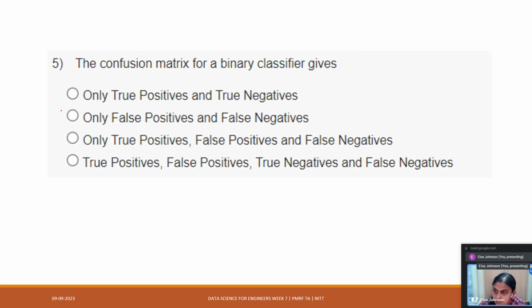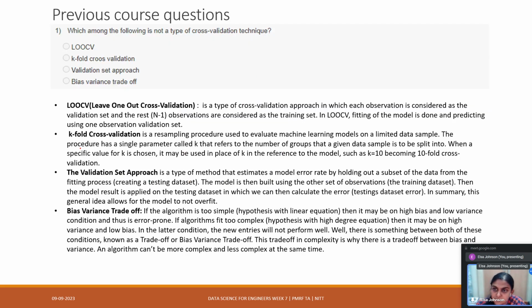Okay. Now the confusion matrix for a binary classifier gives, you have already seen this one, you can directly answer. Yeah, this is right: true positive, false positive, true negative and false negatives. Okay, so now we will be checking the previous course questions. The earlier questions were from the course before the previous course. Okay, so now the previous course questions.